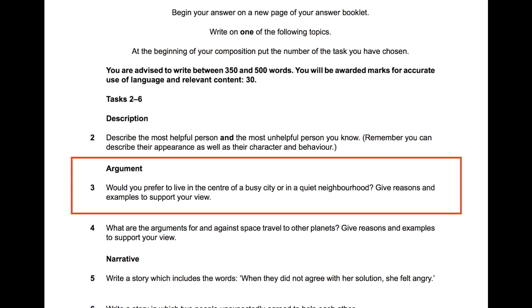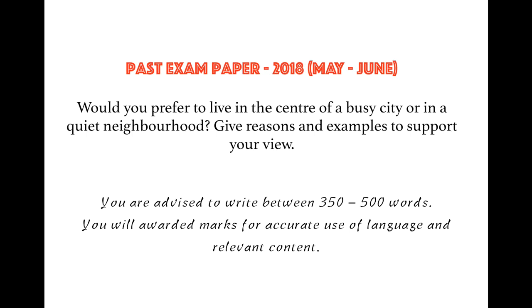And I've put a red box around the argumentative essay that we are going to look at for the rest of this video. So here's the question. It says, would you prefer to live in the center of a busy city or in a quiet neighborhood? Give reasons and examples to support your view. And then as regards the length or how much you're expected to write, Cambridge advises you to write between 350 to 500 words.